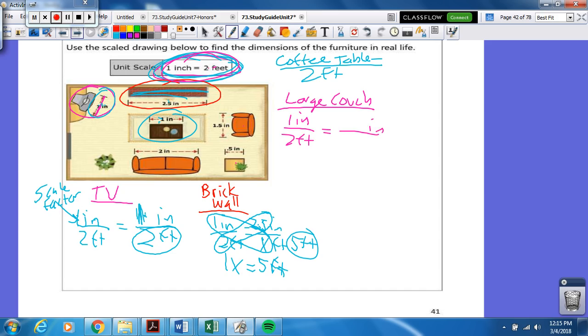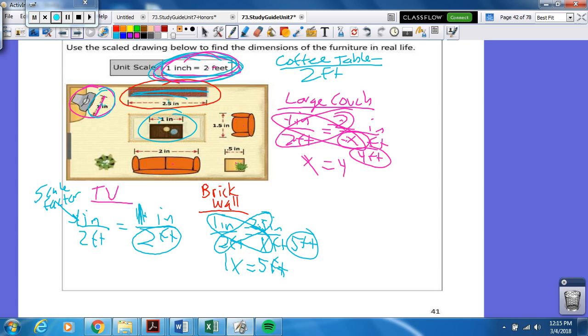Inches across from inches, feet across from feet, and this couch is 2 inches on the picture. So in real life, what is it going to be? Well, 2 times 2 is 4, and 1 times x is x. So x equals 2 times 2, which is 4. The large couch is actually 4 feet across.